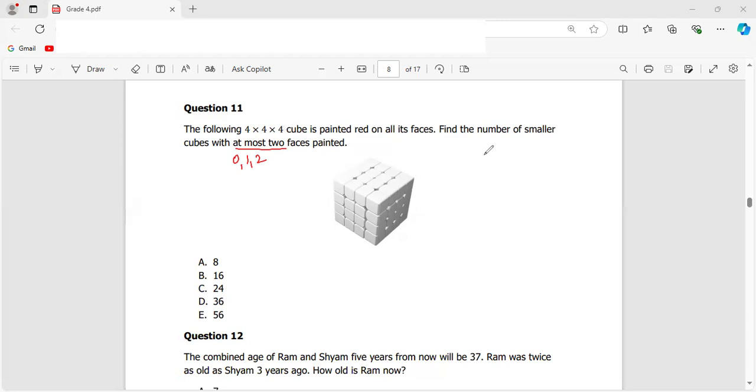Now this is a 4x4x4 cube, so how many cubes are there in total? There are 64 cubes. And we have to find how many of these cubes have 0, 1, or 2 faces painted. Now, there are 2 ways to do it.